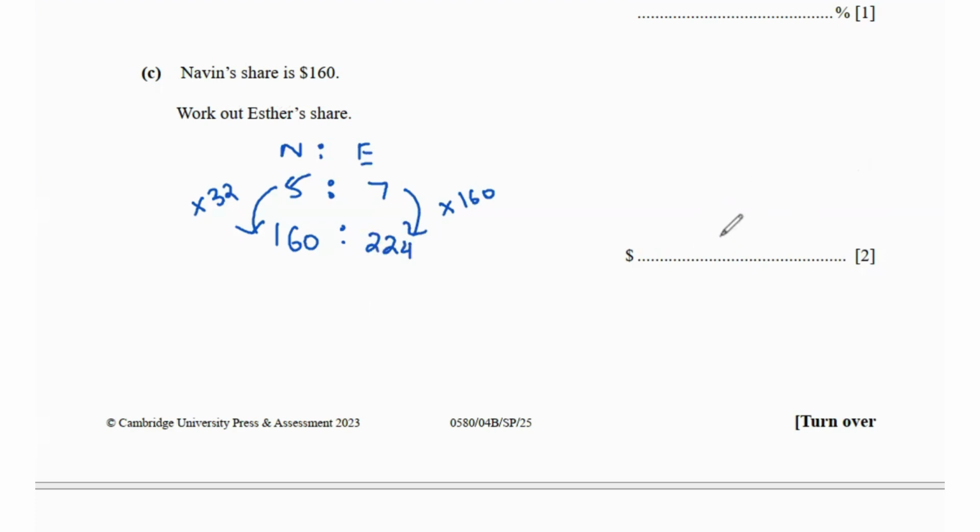Then it says Naveen's share is $160. Work out Esther's share. So Naveen is to Esther was 5:7. If Naveen is 160, we need to figure out how 5 turned into 160. So if we multiply 5 by 32, that is equal to 160, which means we need to multiply 7 by 32 as well. And that is going to give us 224. So Esther's share is going to be 224 when Naveen's share is 160.